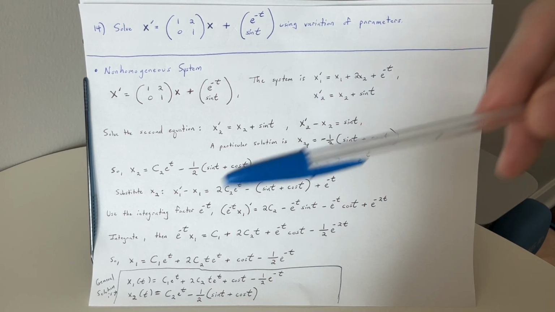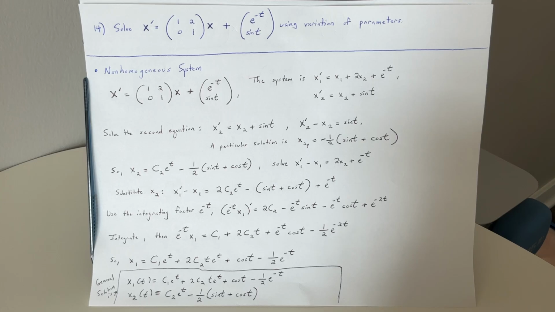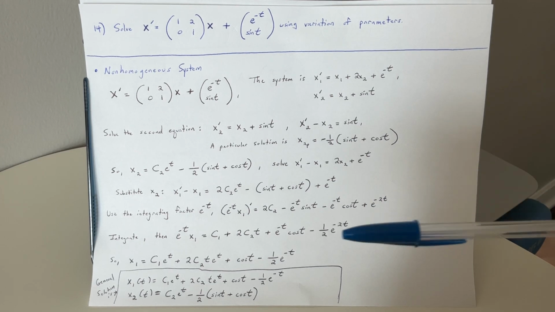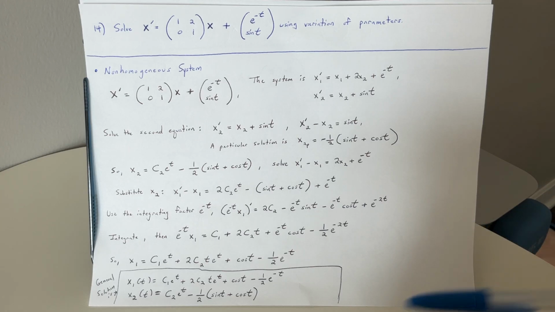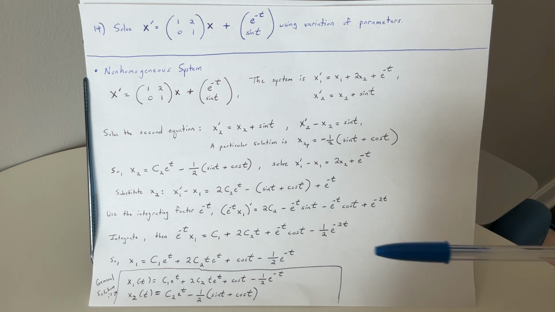So we wind up with this general solution. For x sub 1 of t, that equals c sub 1 e to the t plus 2c sub 2 t e to the t plus cosine t minus 1/2 e to the negative t. And for x sub 2 of t, that equals c sub 2 e to the t minus 1/2 times the quantity sine t plus cosine t.